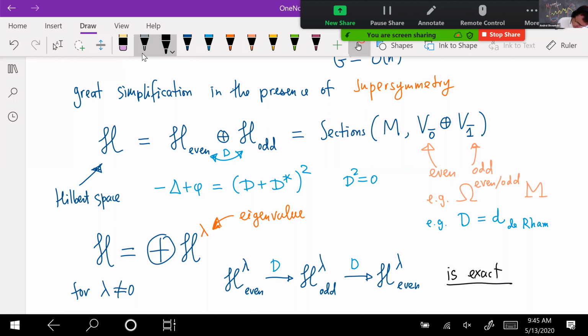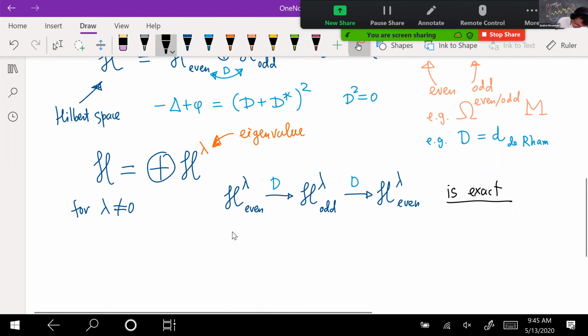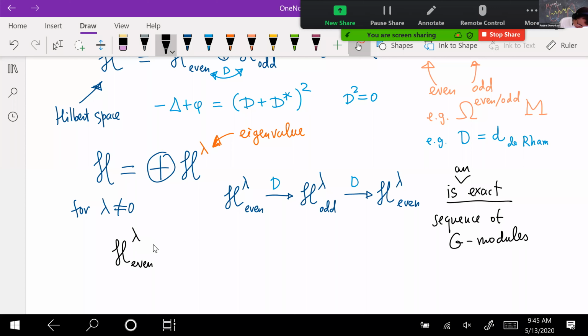So if I now take the difference, the class of H lambda even, you can consider each of these as a G module. This is an exact sequence of G modules. So if we take the difference between them, that's a zero element. So H lambda even minus H lambda odd is a zero element, in a direct difference, in the representation ring.